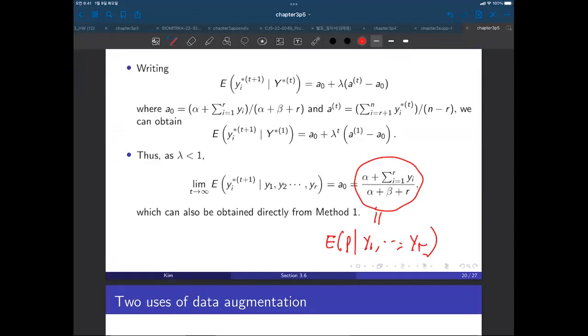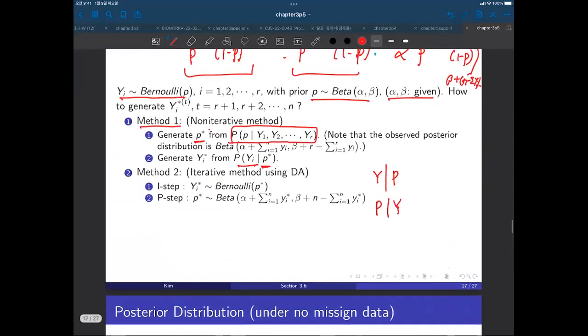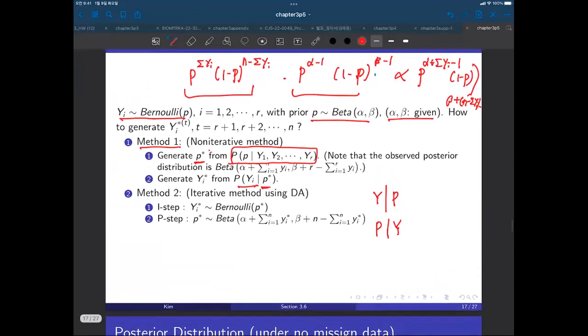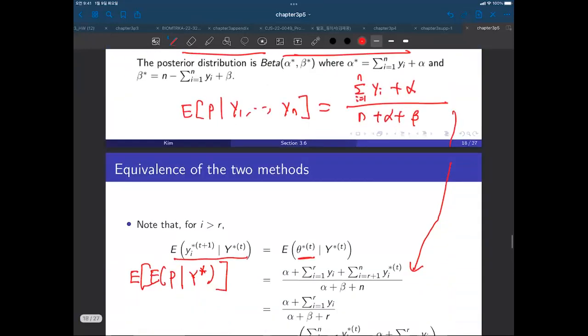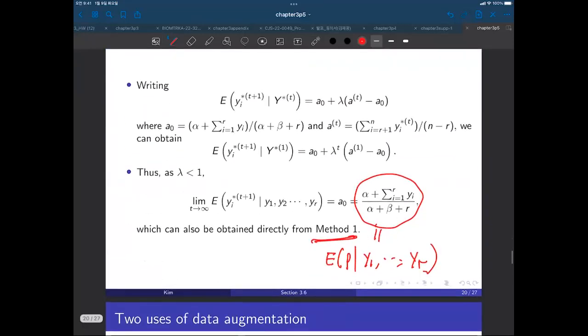That is method 1. What is method 1? You just ignore the missing part and apply the Bayesian approach to the r observations, and that's what you get. What I showed here is that in the limit, they are the same.